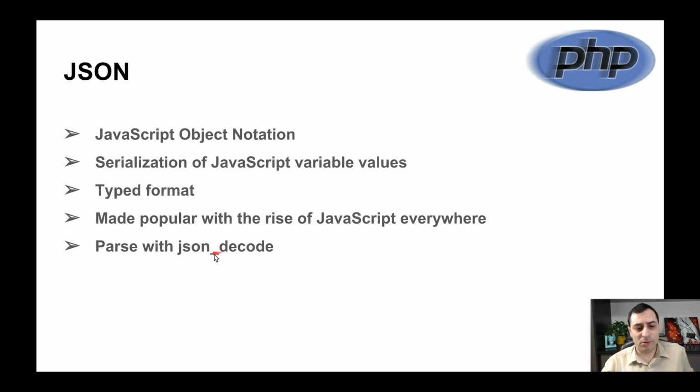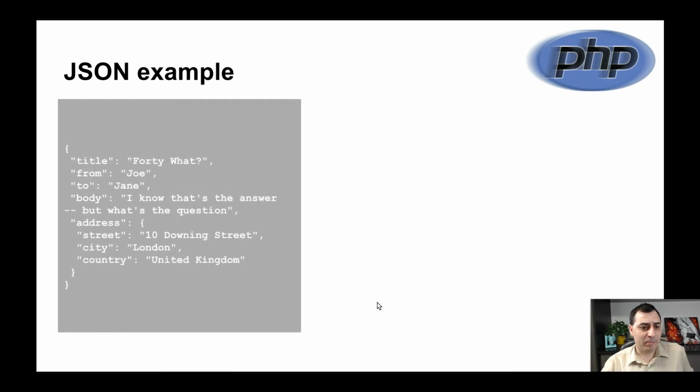In PHP, you can use the json_decode function to parse it and return the values of the definition of configuration values in an object or an array. You can also use the json_encode function to generate JSON notation from a variable value. So let's take a look at an example.